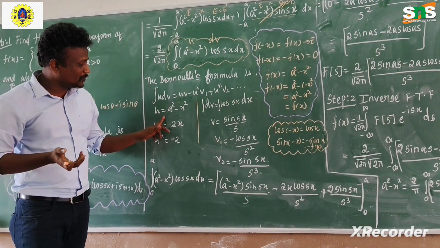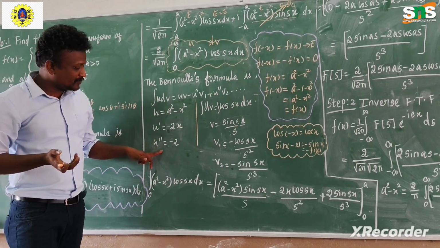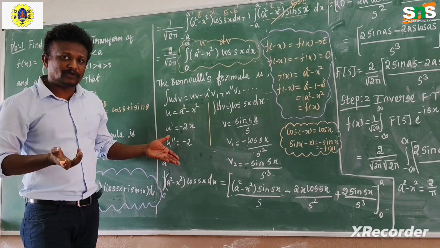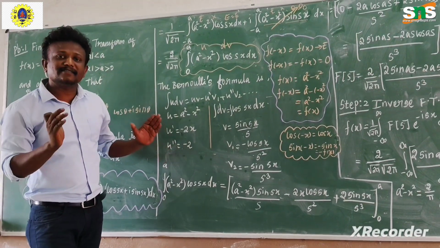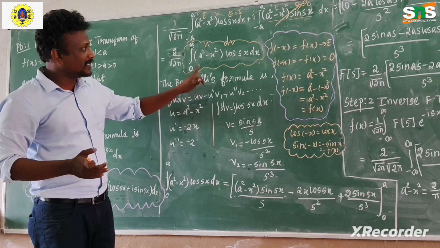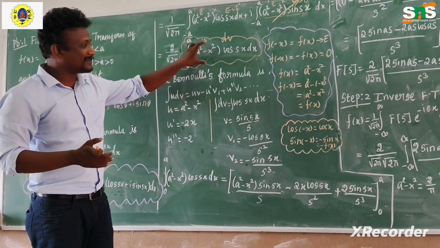Okay, first you choose your u. The first differentiation of u is minus 2x. The next differentiation of u is minus 2. If you go to the next differentiation, you will get 0. So here, this is your successive derivative. Let's come to the formula, Bernoulli's formula. So here it is udv. We are going to use Bernoulli's formula to integrate this expression.